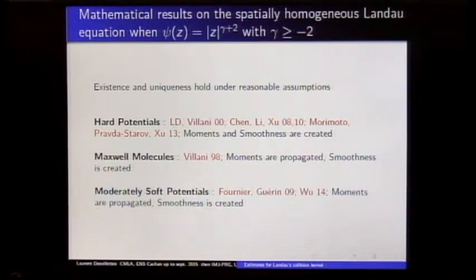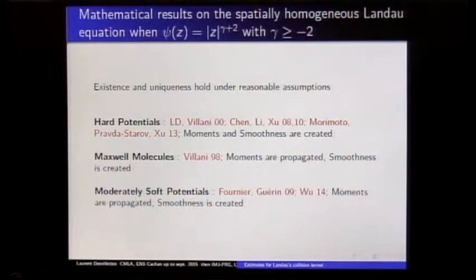And in fact, it's possible to show that the smoothness is very good. It is Gevrey, like in the talk of Professor Hundertmark yesterday. And also, a large number of moments can be created. And I'll say a few more words about this later.